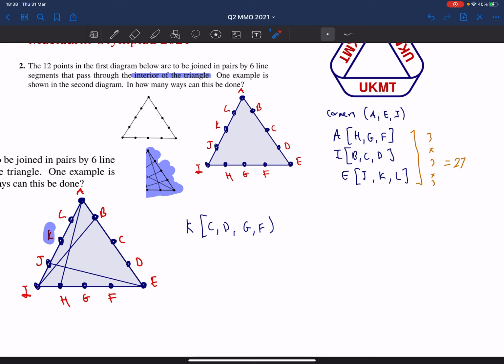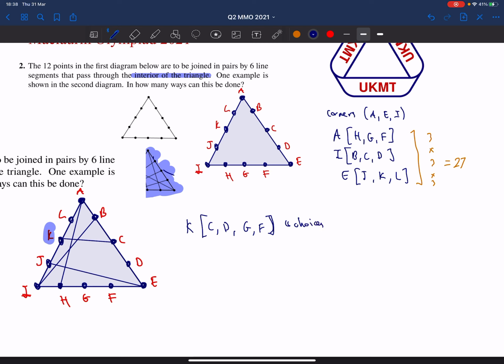And it clearly can't choose L, because that would mean that it wouldn't be passing through the interior. So let's just choose a random value that K can pick, and we'll say that's going to be C. Okay, so that means K had 4 choices.